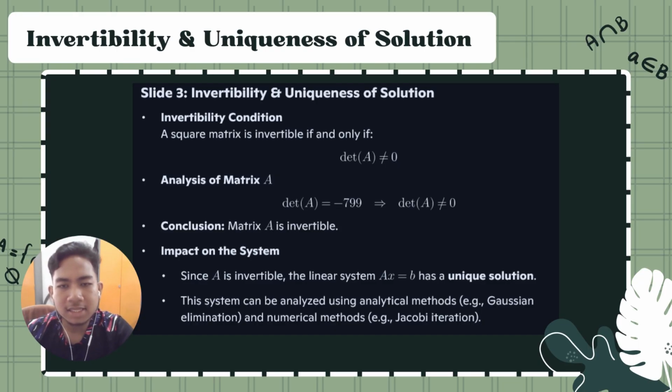First, it guarantees that the system AX equal to B has a unique solution. Second, it confirms that the system is stable and suitable for the analytical methods like Gaussian elimination that we will perform in the next session. This concludes the validation of our data. We now have a solid mathematical foundation to proceed with solving the system. I will now hand the presentation over to the next speaker.